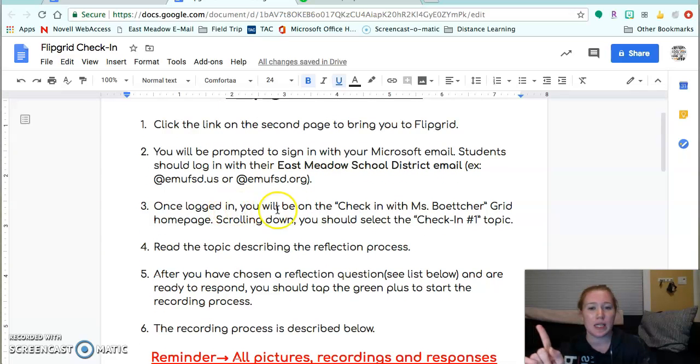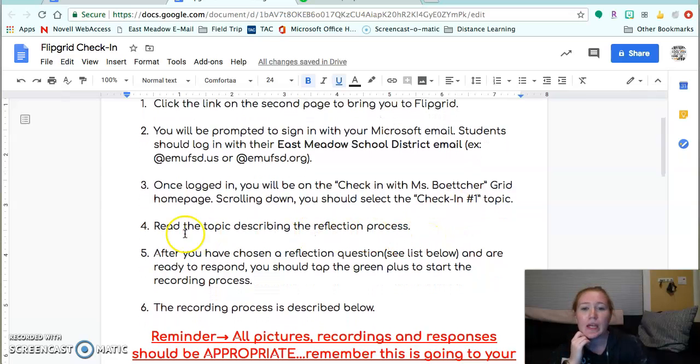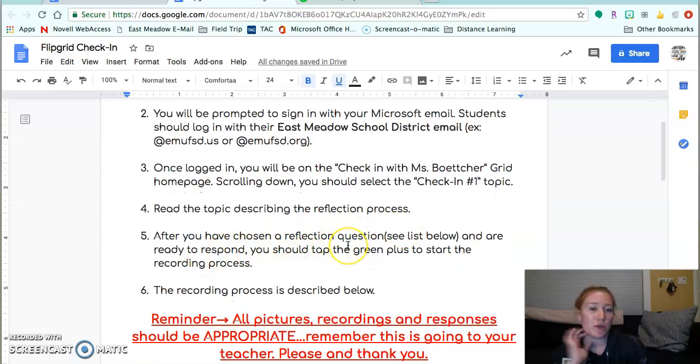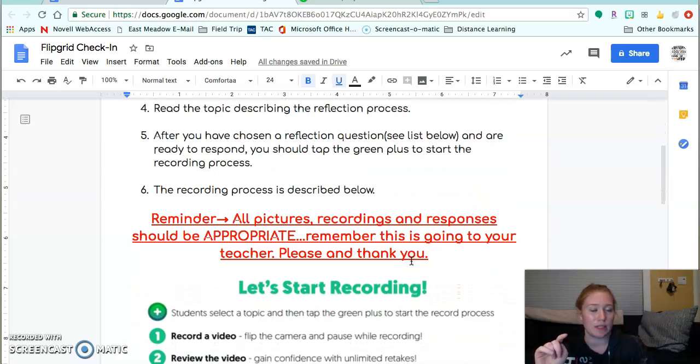It says once logged in, you will be on the check-in with Miss Betcher page. And then scrolling down, you should click on the check-in number 1 topic. I put number 1 because if this works out and you guys like it, or I like it, then I'm going to do them a little bit more often. And then read the topic describing the reflection process. After you've chosen a reflection question, there's a list below that I'll read in a second, and you are ready to respond. You should tap on the green plus to start the recording process, and the recording process is described below.